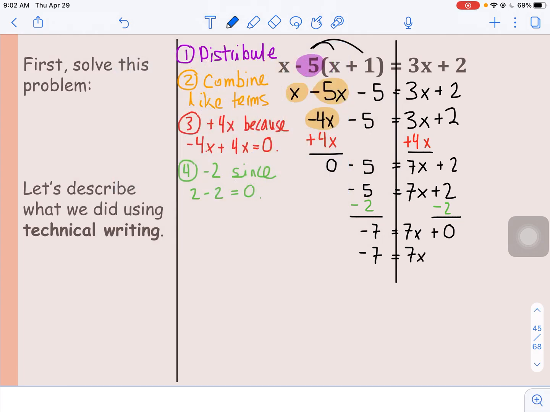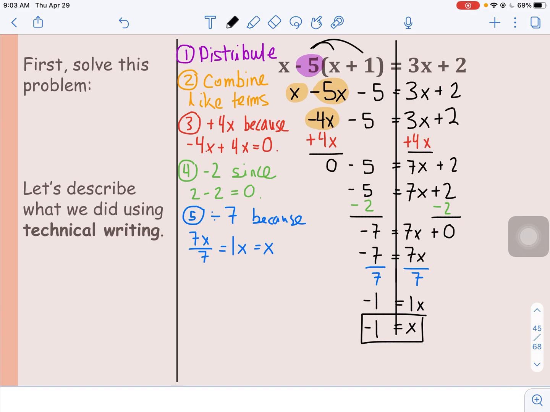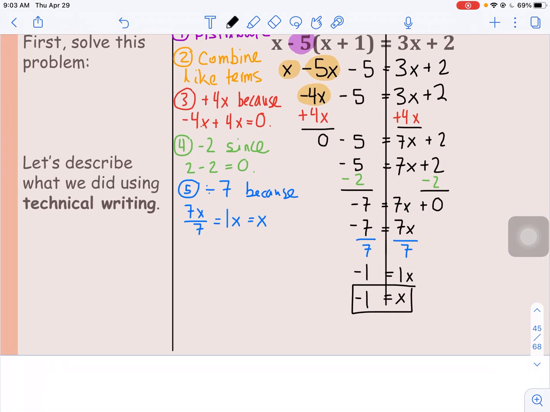Our last step is to divide both sides by 7 because 7x divided by 7 equals 1x equals x. x equals -1. Okay, so our first step really was to just solve this problem.